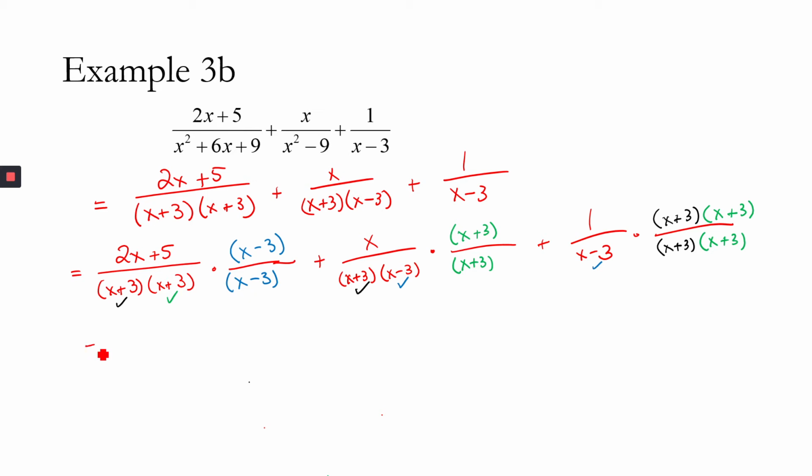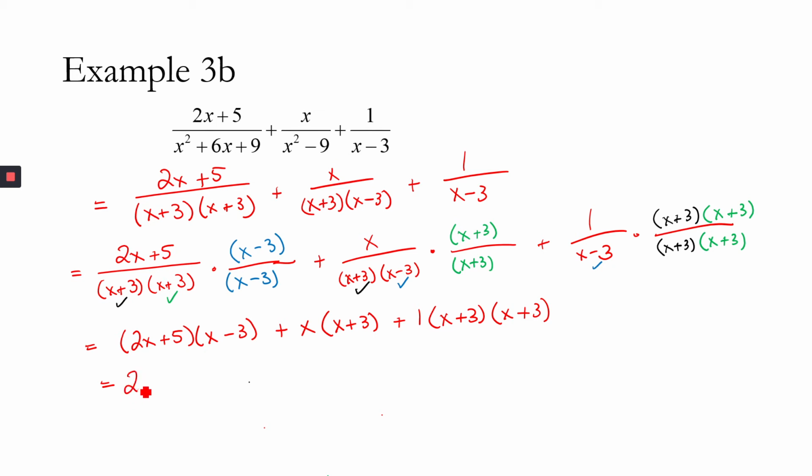Okay, now this one, I'm going to save myself a little bit of space. I'm just going to worry about the numerator for just a second, because there's a lot of stuff going on in this numerator. So again, this goes back to what we did before in section 1.3. This is where we have to be really good at multiplying binomials.